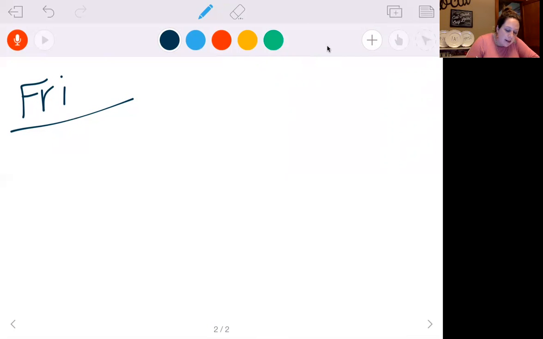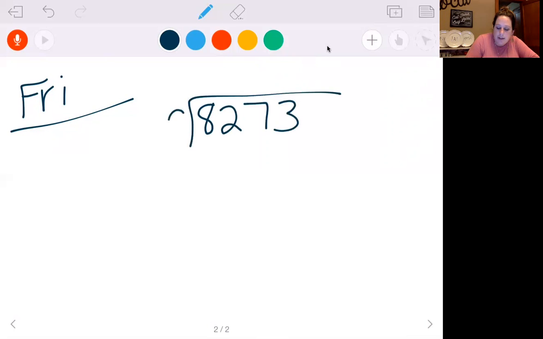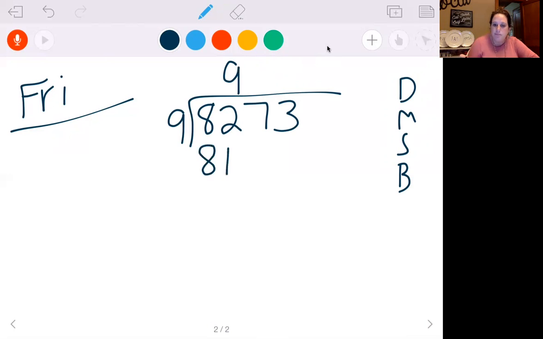Let's do 8,273 divided by 9. So I'm going to think, let's put our divide, multiply, subtract, bring down. 9 does not go into 8, so let's look at 82. 9 goes into 82 9 times. 9 times 9 is 81. Subtract that, I get 1. Bring down my 7.